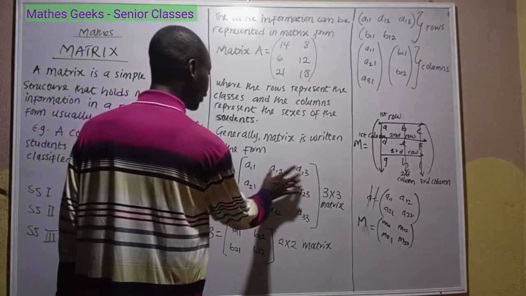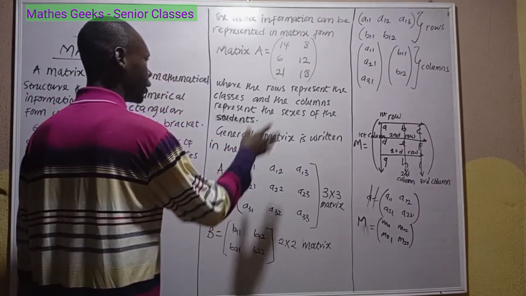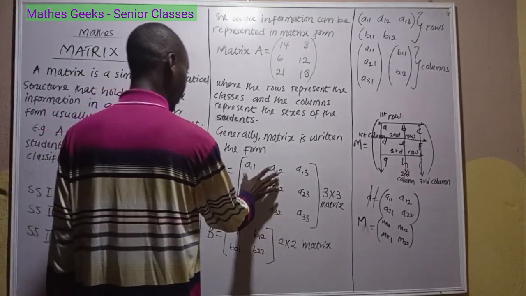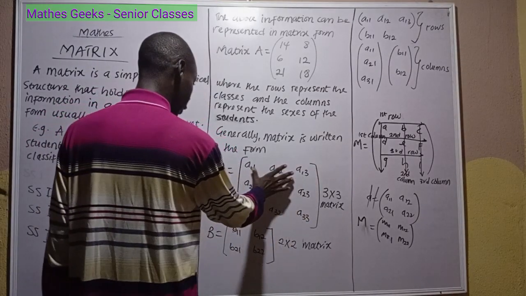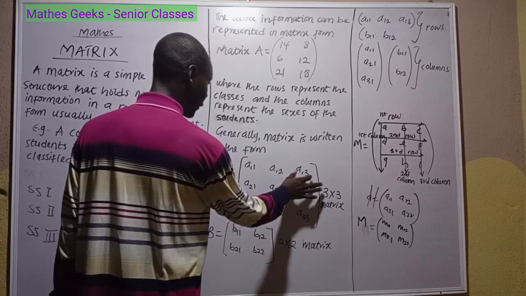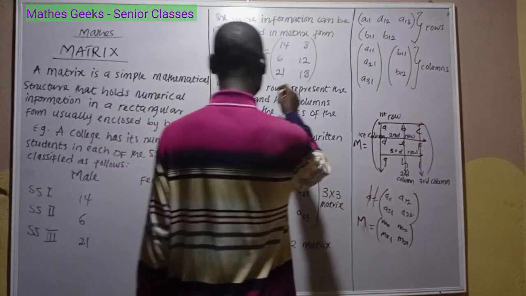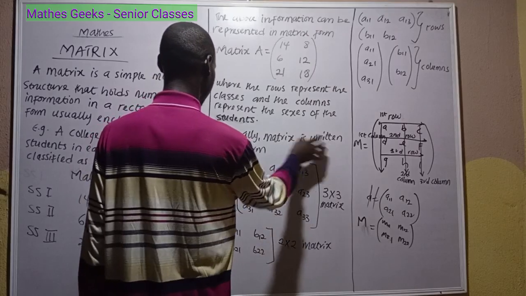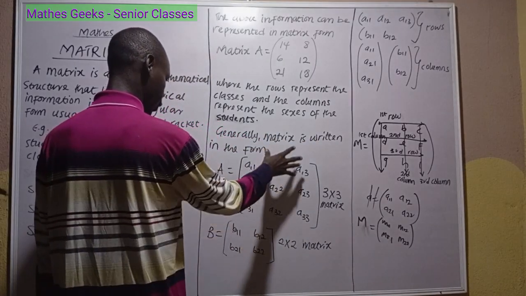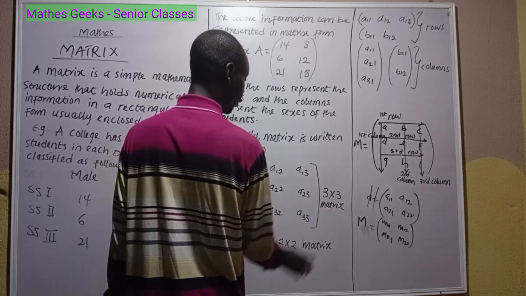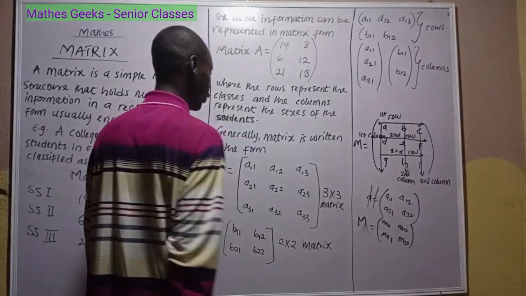Each of these elements represent values. When I start taking matrix properly, you will understand what these letters and the numbers mean. So generally matrix is written in the form A equals to this, B equals to this. This type of matrix is called 3 by 3 matrix, and this is called 2 by 2 matrix.